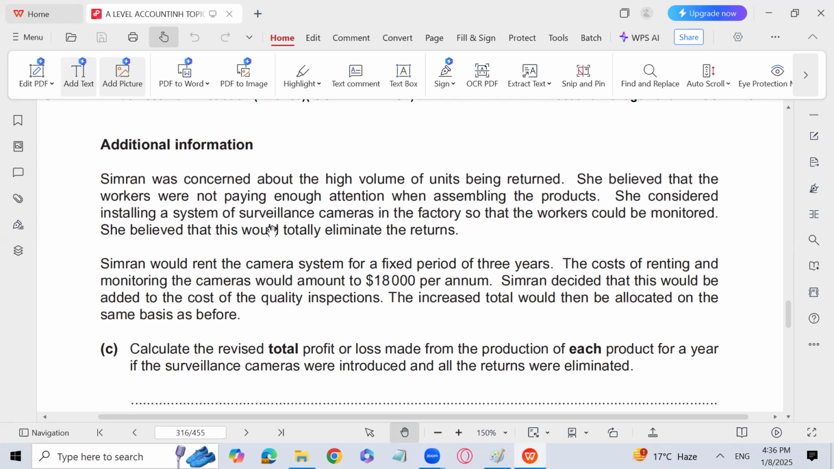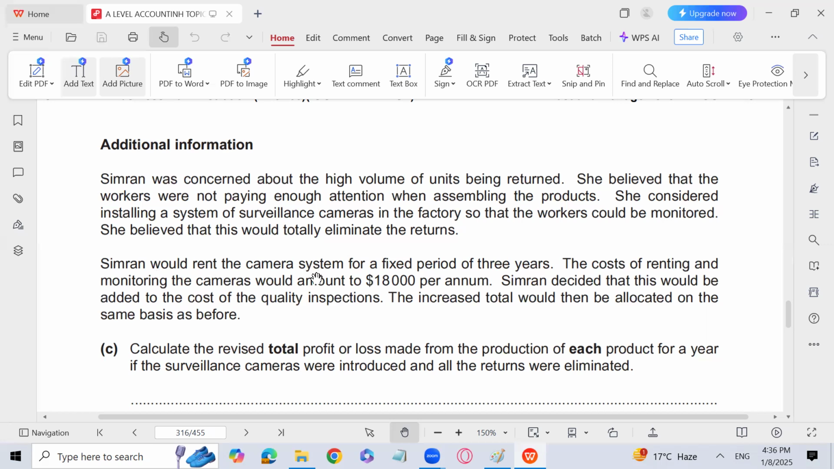Surveillance, do you know the word surveillance? Surveillance is basically to keep a check all the way through, from the start till the end. Surveillance is not quality check. Surveillance is basically keeping an eye on all the time. Put cameras in the factory so that workers could be monitored. She believed that this would totally eliminate the returns.